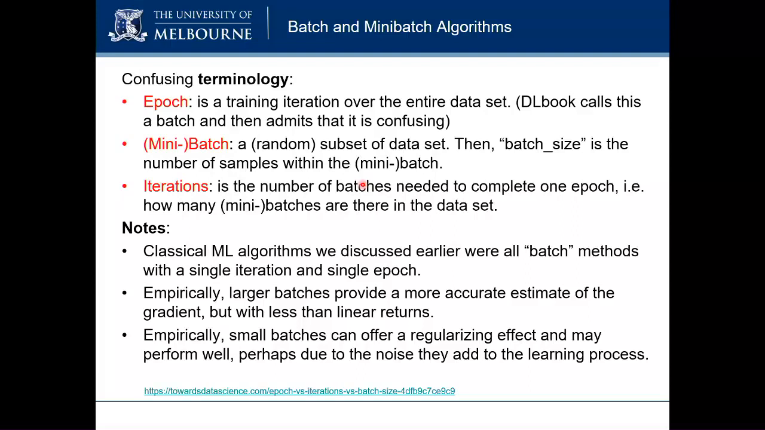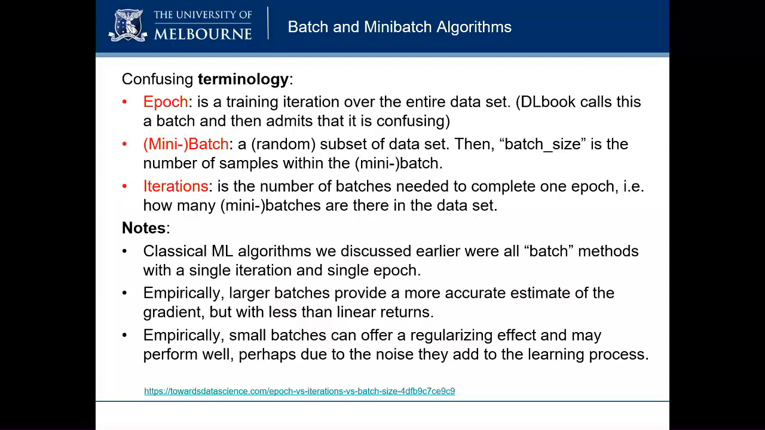Okay, so it's very simple. There's nothing going on here, just the terminology. So I tried to clarify this. I hope this makes it a bit clearer, because as I was saying, the deep learning book calls the epoch a batch, and then says, "Oh, this is confusing." I think they felt compelled because of the prior literature.